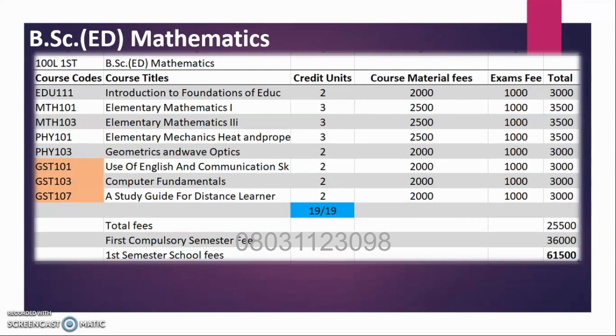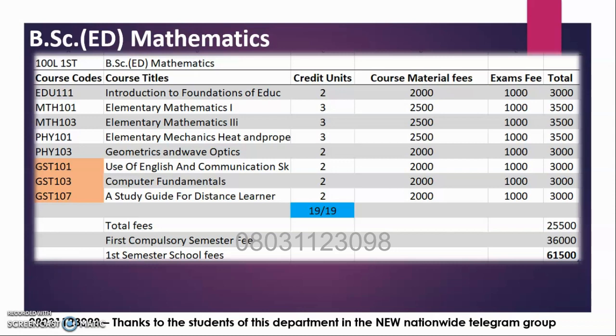B.Sc Mathematics in Education. Here are your 100 level courses, first semester 100 level, and the credit units for each course. And then the fees. This is how the fees are calculated.